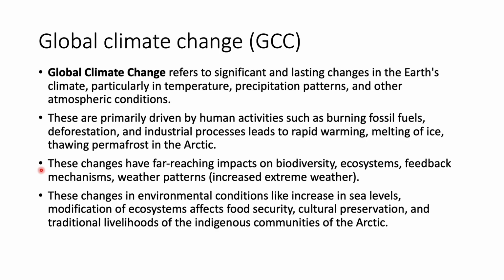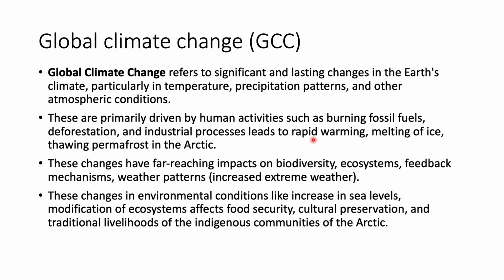So far we had seen about climate stressors and chemical stressors. So how they are related to global climate change. Global climate change basically refers to significant and lasting change in the Earth's climate, particularly in temperature, precipitation pattern and other atmospheric conditions. So these are affected by the chemical and the climate stressors. These are primarily driven by human activities such as burning of fossil fuel, deforestation and industrial processes.